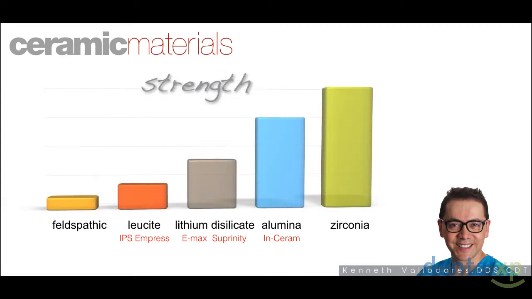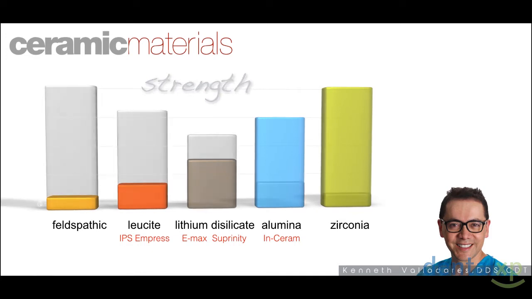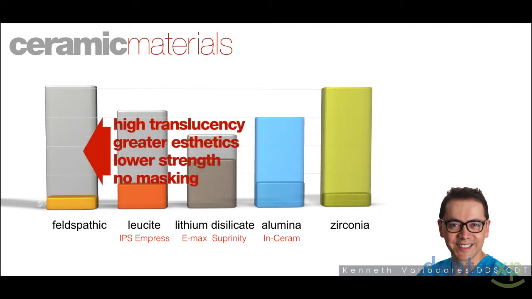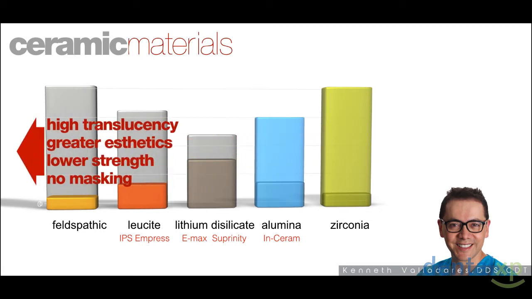On the other hand, when we base our choice on strength, we can see that feldspathic has lower strength than the rest, followed by leucite, which is stronger, lithium disilicate, which is even stronger, and alumina and zirconia, which are the strongest materials. So, the advantage of the materials on the left, feldspathic and leucite, is the excellent translucency, which means greater aesthetics, and their disadvantages are lower strength and no ability to mask.